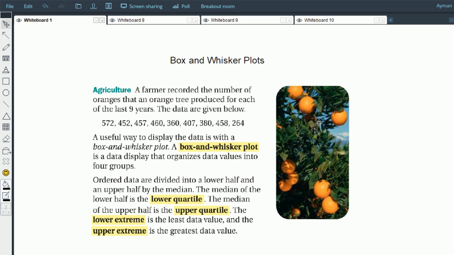Then today, guys, we will be talking about a new lesson, which is box and whisker plots. Which lesson? Lesson 11.2, box and whisker plots. Chapter 11.